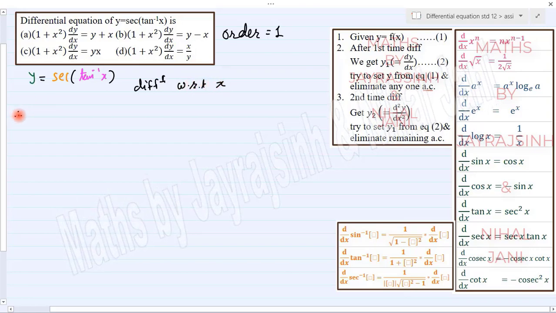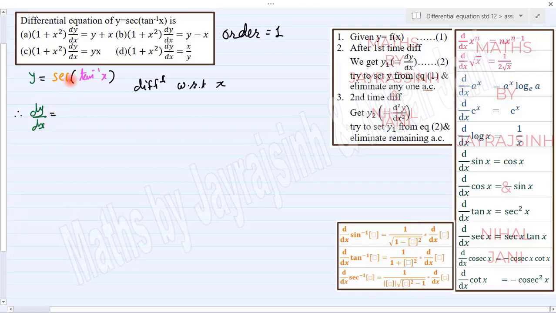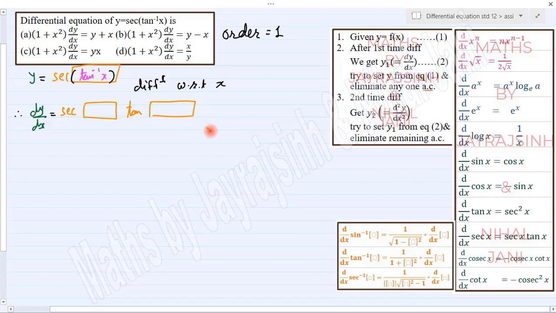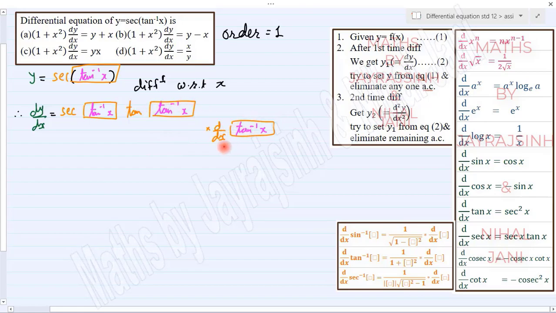We will get dy by dx is equal to differentiation of sec box. And the differentiation of sec box is simply sec box into tan box into d by dx of box. Within the box we have tan inverse x. So we just have to multiply differentiation of tan inverse x, which is 1 upon 1 plus x square.